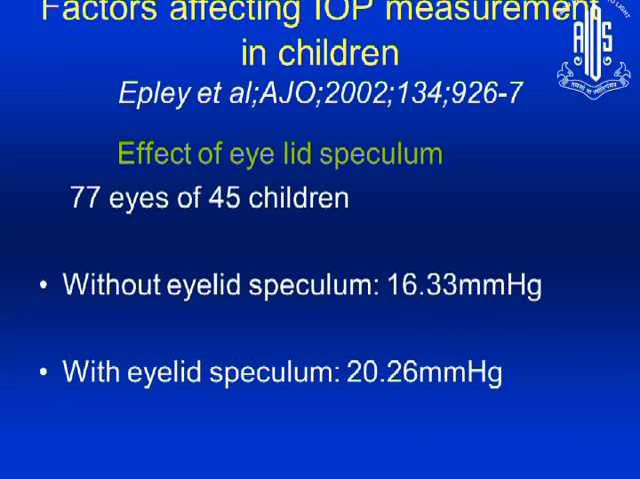What are the factors which affect IOP measurement in children? Since an eyelid speculum is often used when performing an examination under anesthesia, we have to remember that it may cause an elevation of intraocular pressure, as seen here in this group of 77 eyes of 45 children who were examined. There is a significant increase in IOP, and therefore it's better to measure it before applying the eyelid speculum.